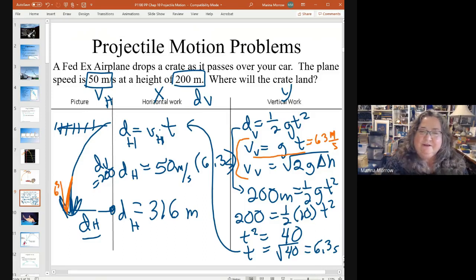Now, what about in the horizontal direction? Well, this is a constant. There's no acceleration in the horizontal direction. So our component in the horizontal direction is going to be 50 meters per second.